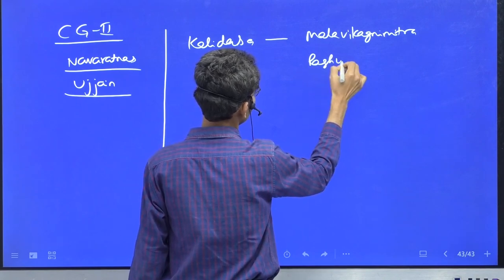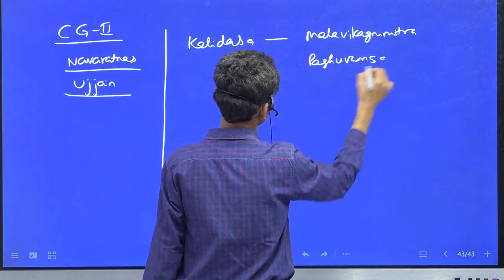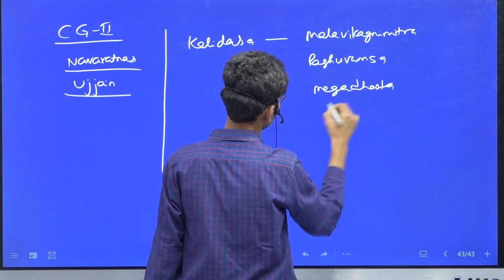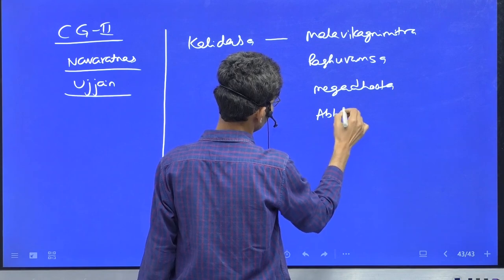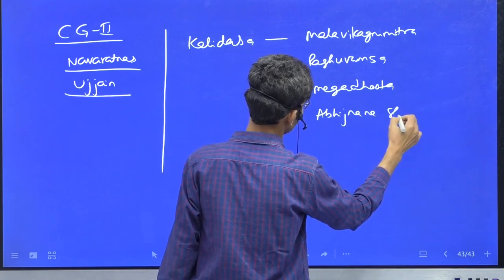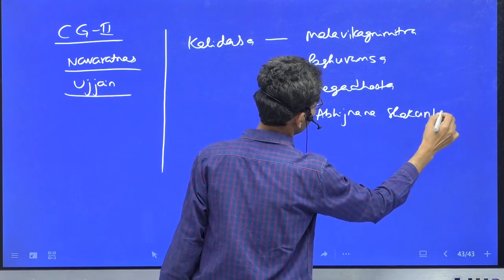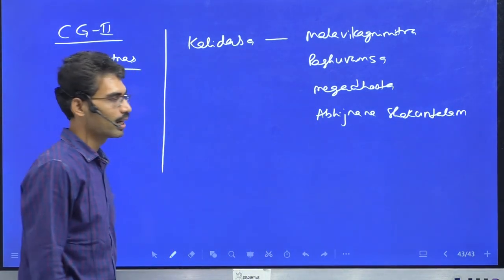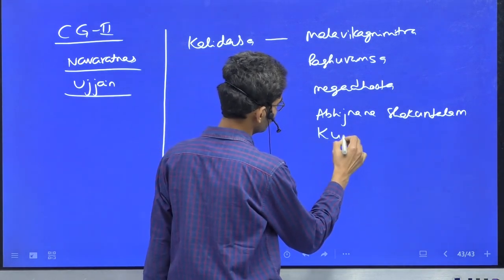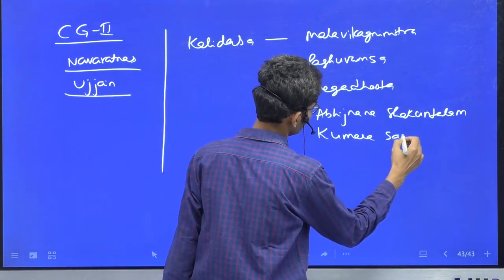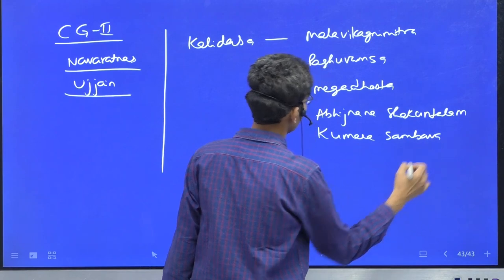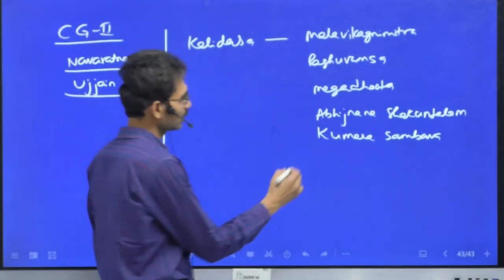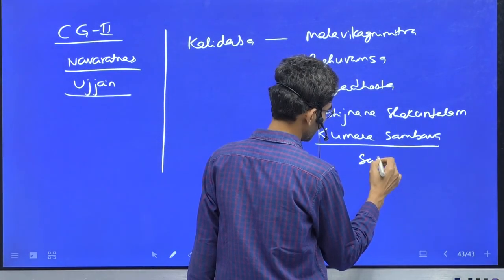Raghuvamsha, Meghaduta, Abhijnana Shakuntalam, Kumara Sambhava. So likewise, he has written very classic Sanskrit literature.